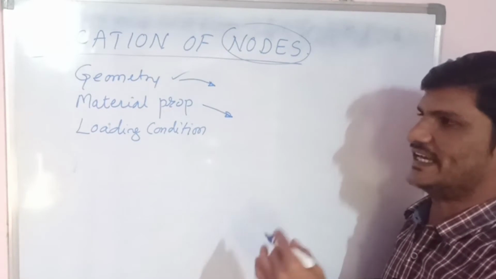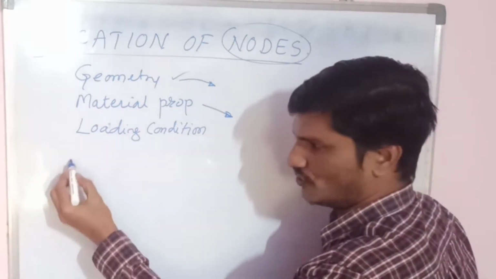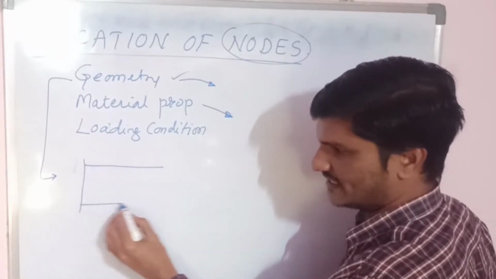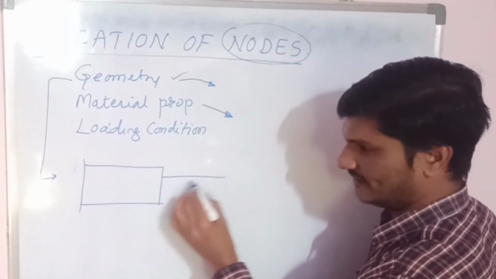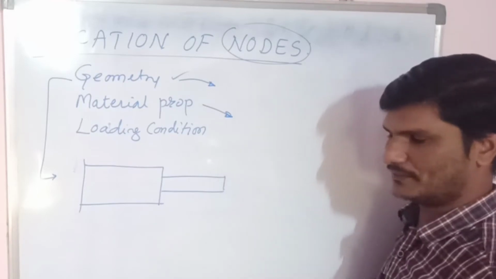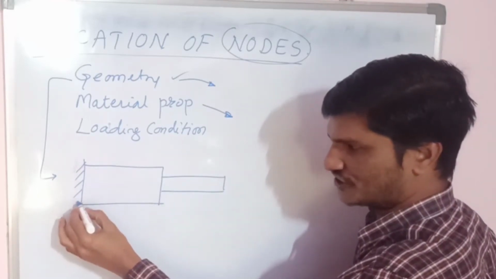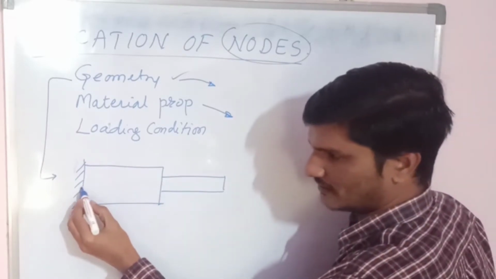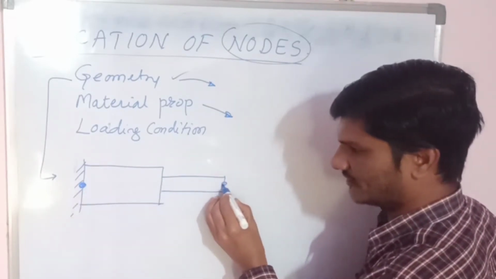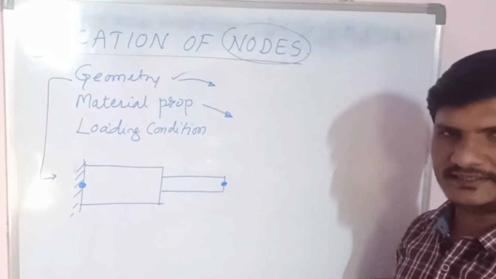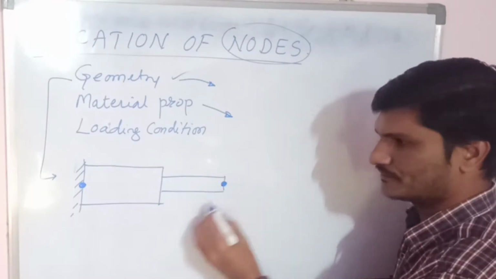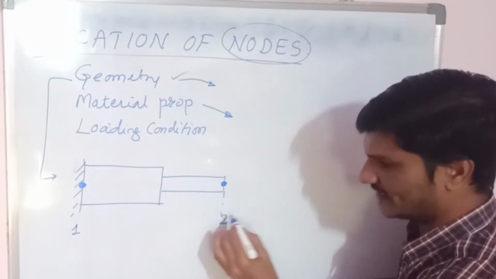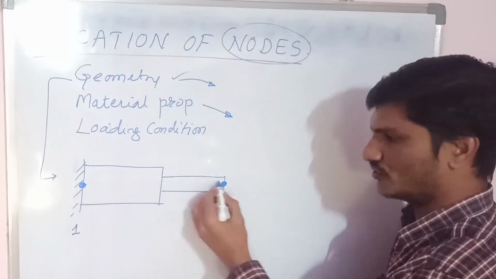Okay, so now we will take one example, based on the geometry. This is element 1 and this is element 2. It is a stepped bar. One end is fixed. Now we can represent the nodes here and here. This is mandatory. It means this is node 1 and this is node 2. It is compulsory that you represent the nodes.